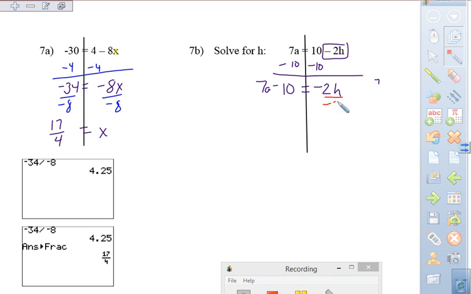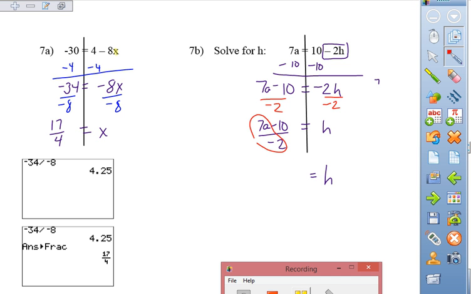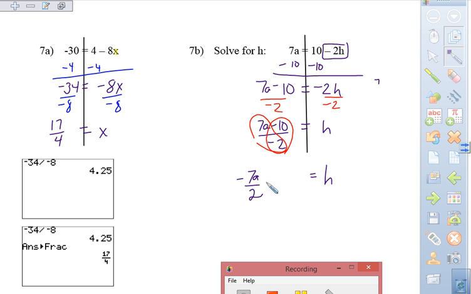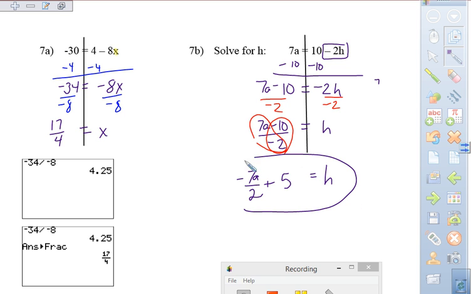And then our last step is to divide by a negative 2. And we're left with h is equal to 7a minus 10 divided by negative 2. And now if we use the distributive property, divide the first pair of terms, divide the second pair of terms, we actually get something that simplifies, because a negative 10 divided by a negative 2 is a positive 5. So this would be your most simplified answer.